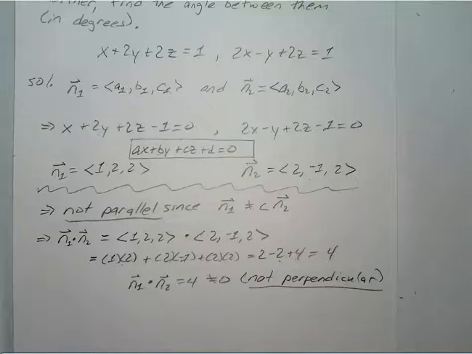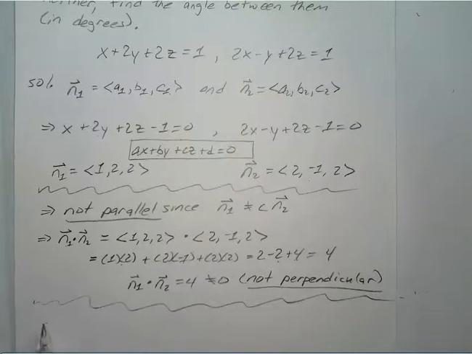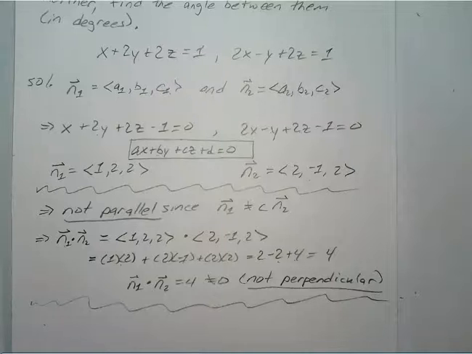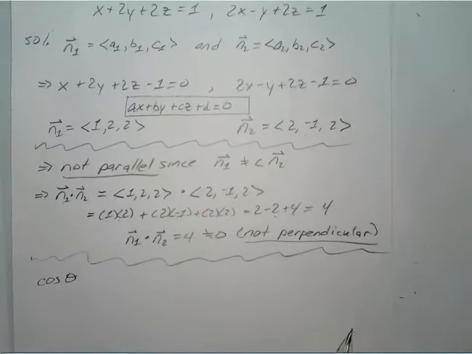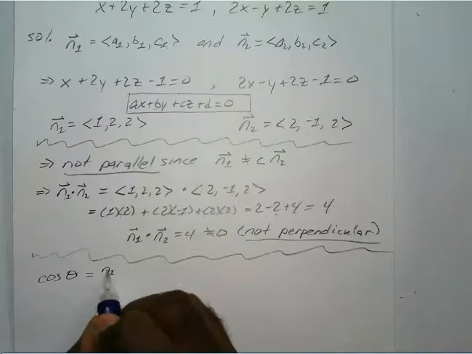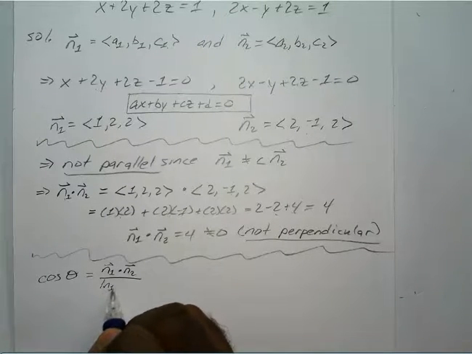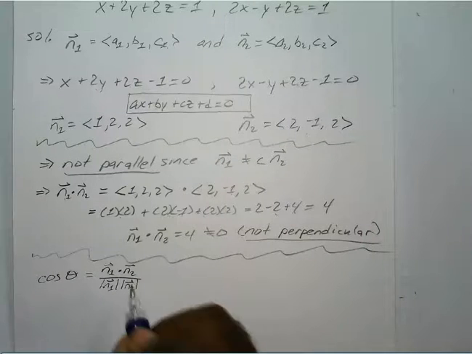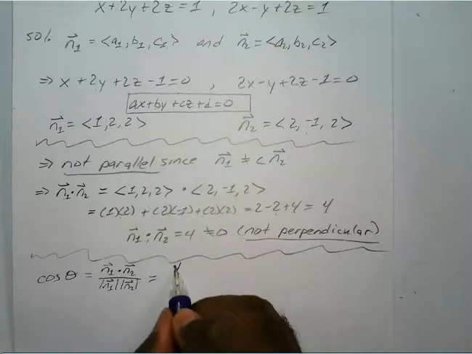If it's not perpendicular and not parallel, we have to find out exactly what the angle is. Give myself a little extra pencil lead here. Thought I had enough. There we go. So we know that cosine of theta equals the dot product of our two n vectors over the magnitudes of our vectors. We already figured out the dot product up here. It's 4. So that cut down on some of the work we have to do.